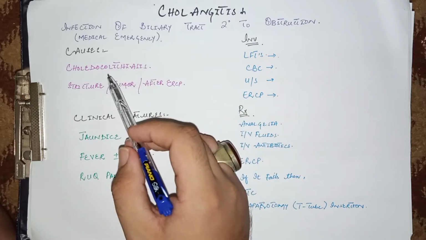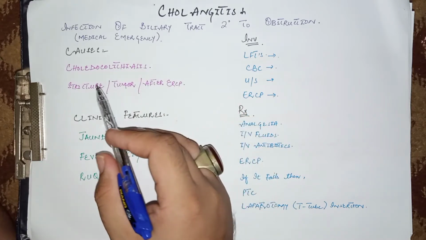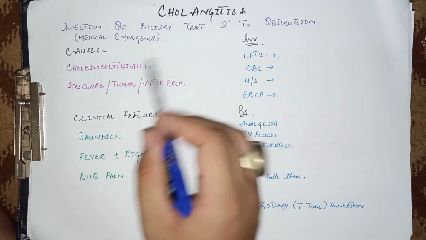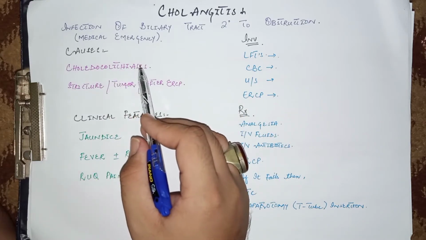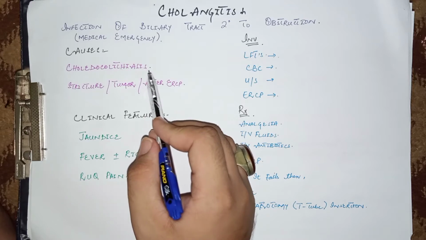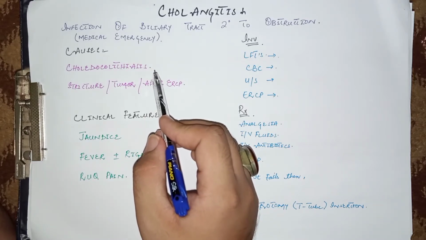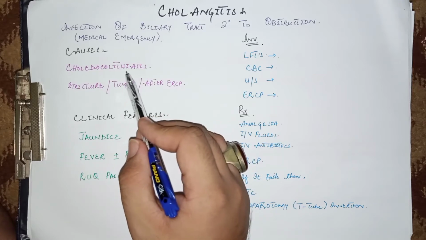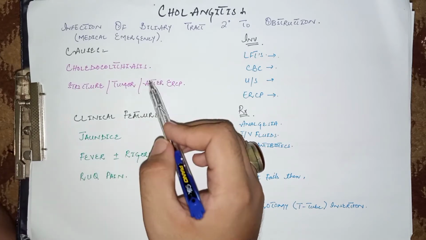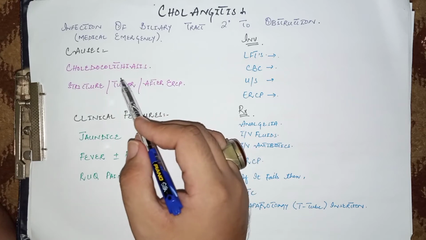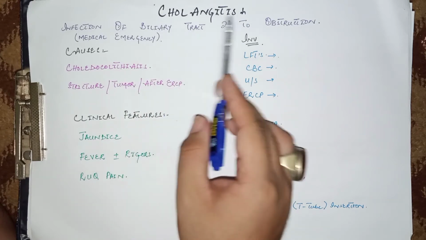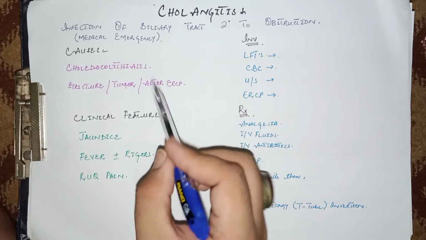So come to the causes of cholangitis. The most important and common cause of cholangitis is choledocholithiasis, that is stones in the common bile duct. Due to stone accumulation in the common bile duct, there is bacterial overgrowth in the backward direction in the common bile duct as well as in the cystic duct and the whole biliary tract. So it causes cholangitis, that is infection in the biliary tract.